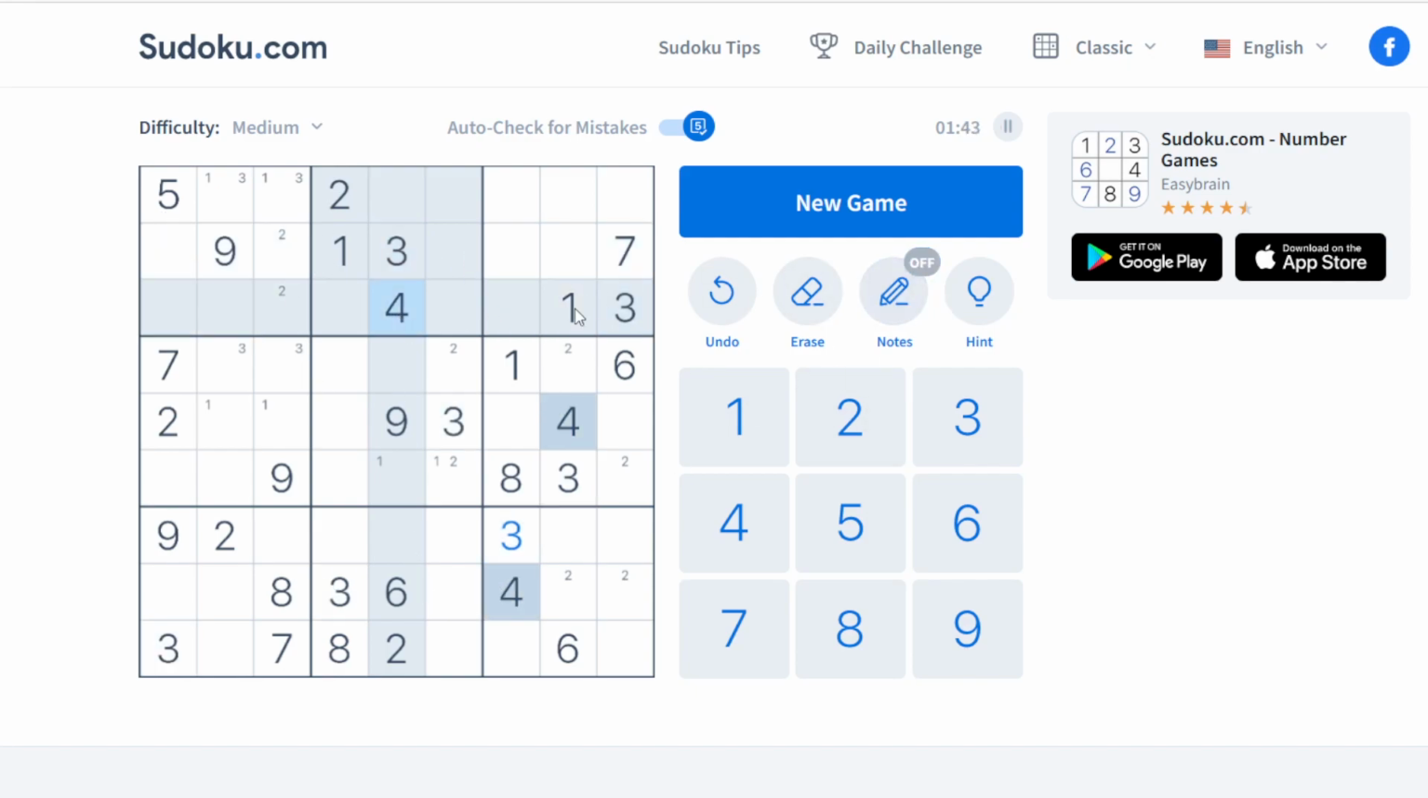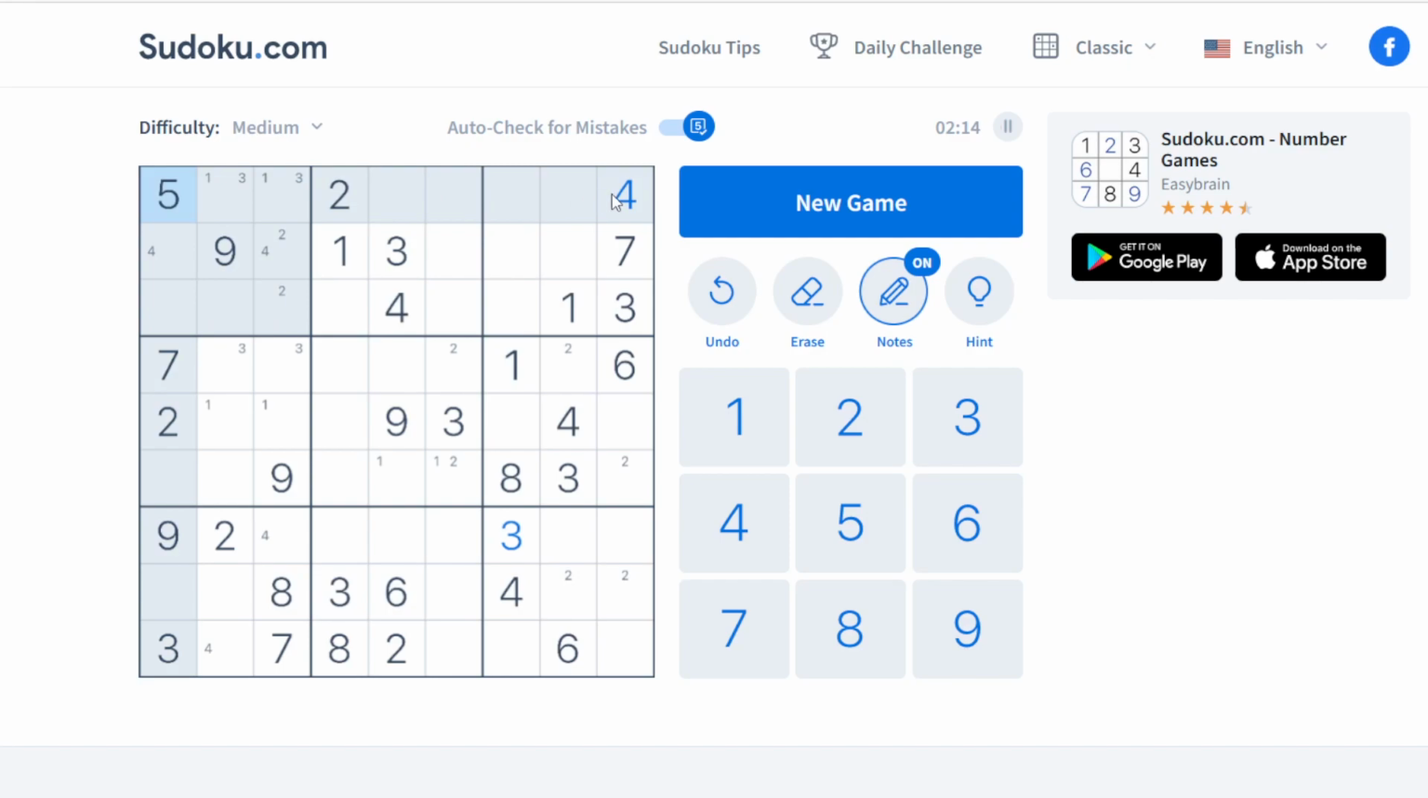The 4's, we have a guaranteed 4 right over here. The 4 over here must be in this row. Can't quite rule it out in this square. Over here, it can be here or here. And I believe that's all I'm seeing for the 4's. So let's go on to the 5's.